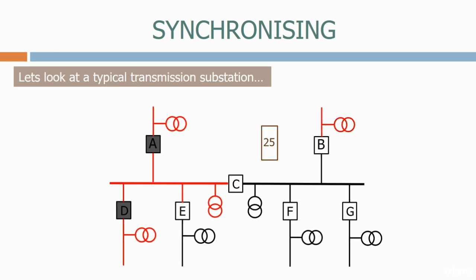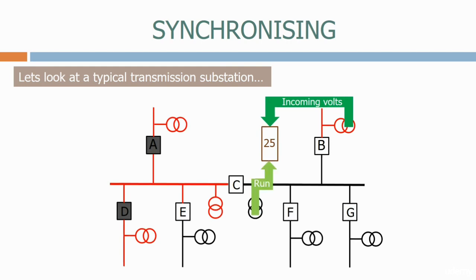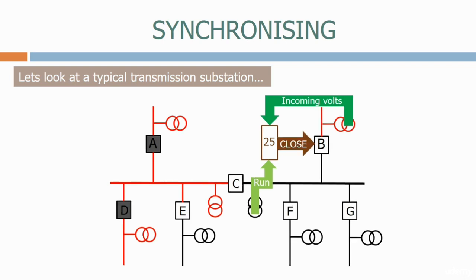Let's now close the circuit breaker on incomer B. We take the incoming volts from the voltage transformer on incomer B, and the running volts from the voltage transformer on busbar number 2. Again, because the busbar is presently dead, the check sync relay will close the circuit breaker immediately.